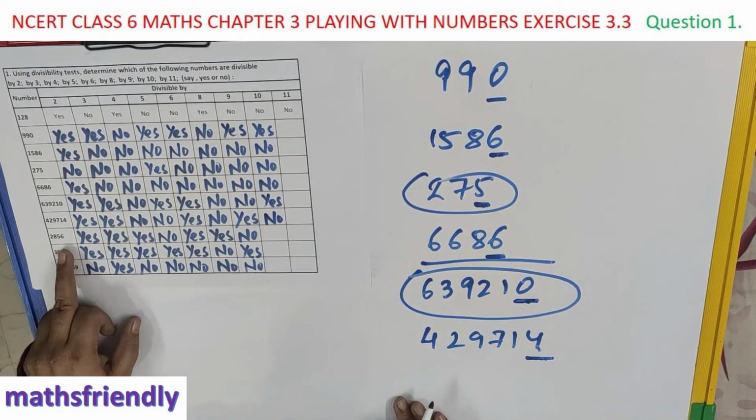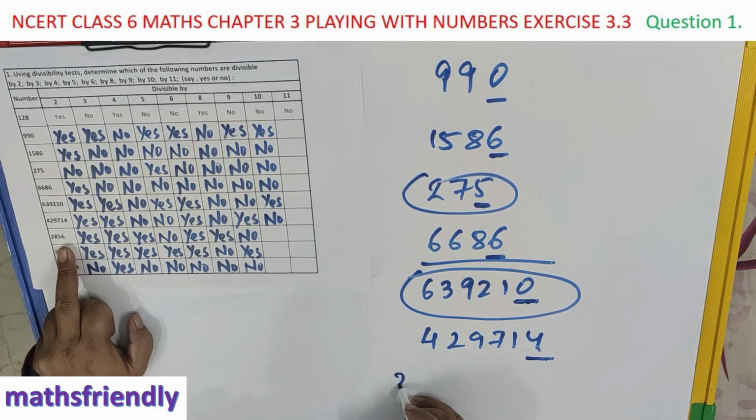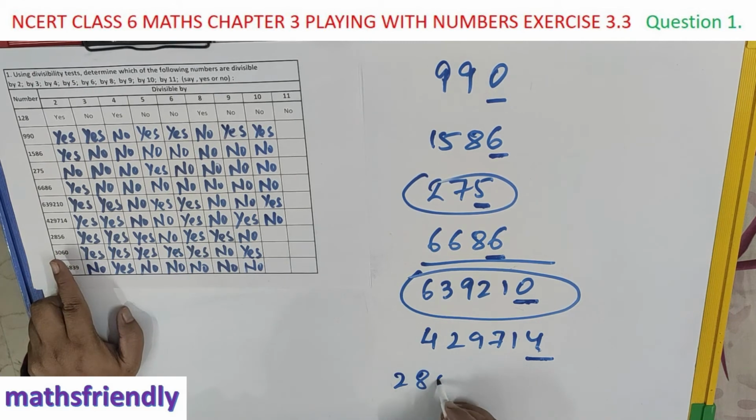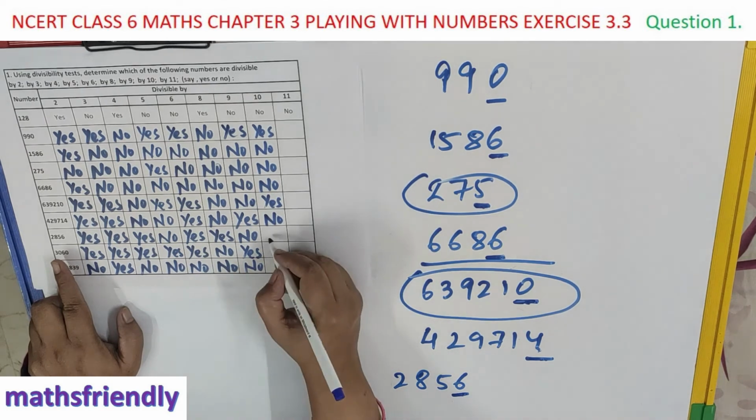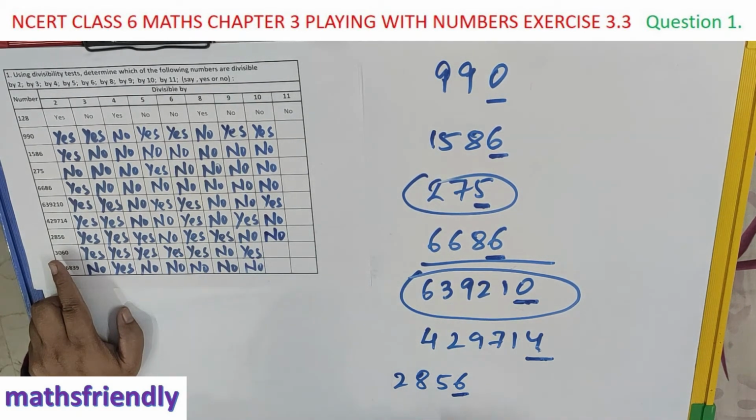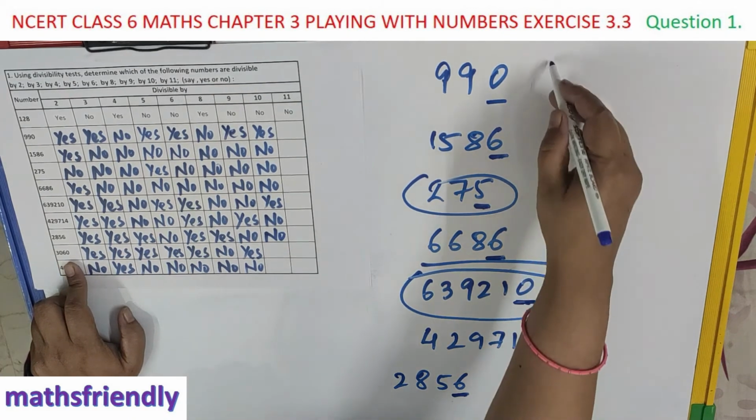And what is the next number? The next number is 2856. 6 is there in the ones place. So we will write no, this number is not divisible by 10 because it does not have 0 in the ones place. Then what is the other number?